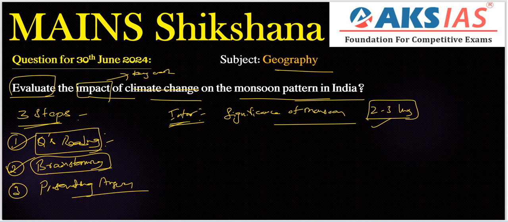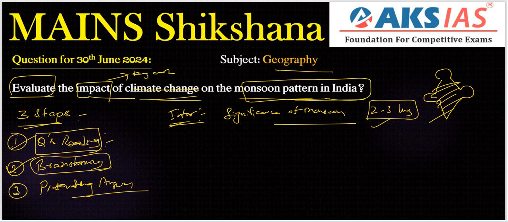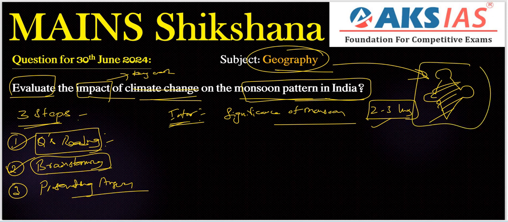Here after the introduction we can add one important map related to the India monsoon pattern. We can add the southwest monsoon pattern related to our question. What is the question? Evaluate the impact of climate change on the monsoon pattern in India. So whenever we start our answer to a geography question, we need to add a diagram or flowchart, or compulsorily a map. So here we need to use our India map including the monsoon pattern in India.